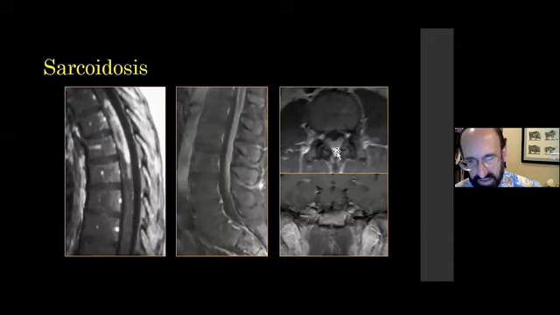Here's another example, a different patient with sarcoidosis showing this coating of the conus medullaris and diffuse involvement of the cauda equina nerve roots. So another consideration is sarcoidosis when you see superficial cord enhancement, solid cord enhancement, as well as nerve root enhancement, sarcoidosis. Check the chest x-ray.